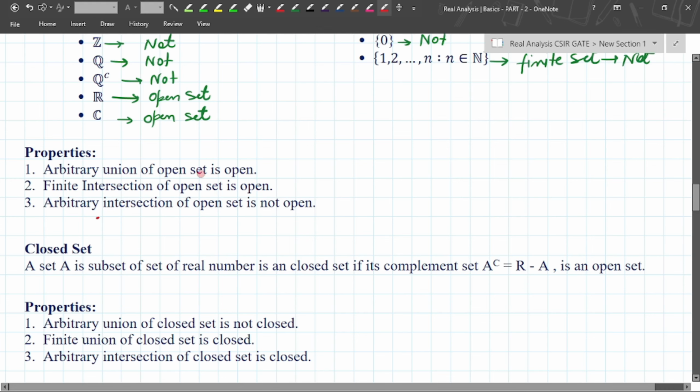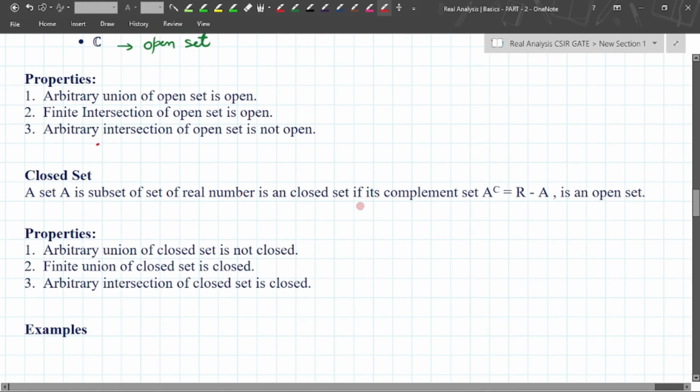This is very clear. Okay, next, closed set. A set which is not open, we can say it is a closed set, or we can say whose complement is open set. It means if I subtract it from the real numbers, then it must be an open set, then we'll call that particular set a closed set.